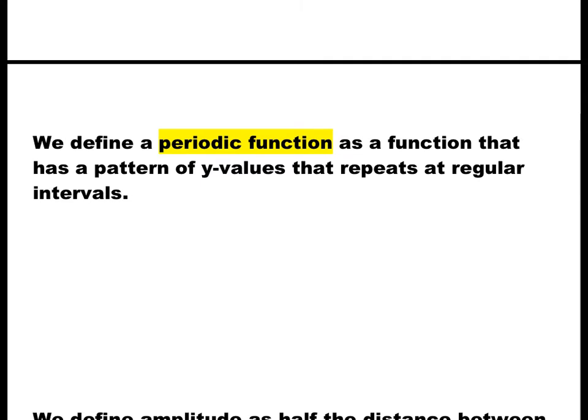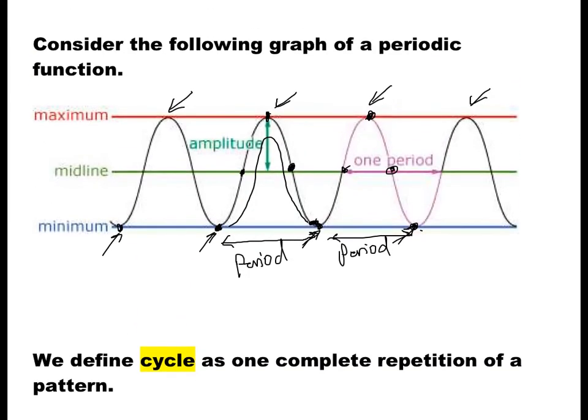In general, we define a periodic function to be a function that has a pattern of y values that repeats at regular intervals. If you look at the previous example, you can see that the y values follow the same pattern, and it happens at regular intervals. Again, let's assume this is the minimum, which is 0, then it goes to a midpoint value, then to a maximum, again to a midpoint value for y, and then to 0. This is a property of periodic functions.